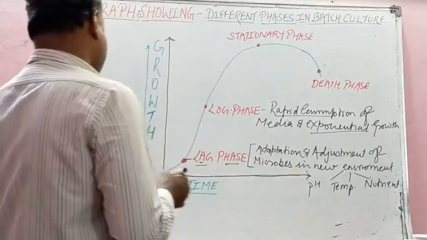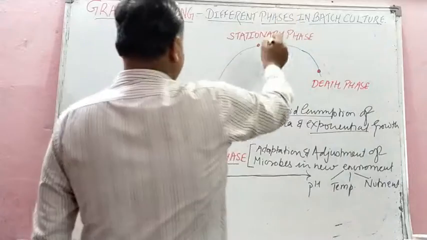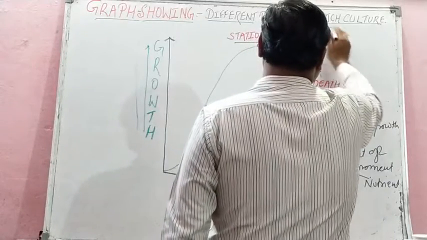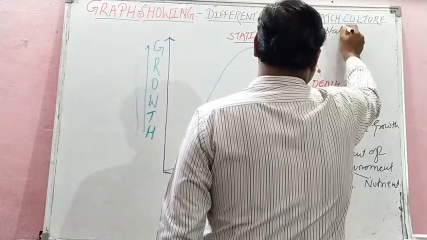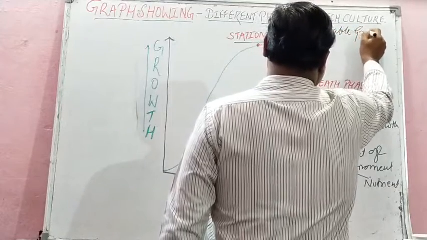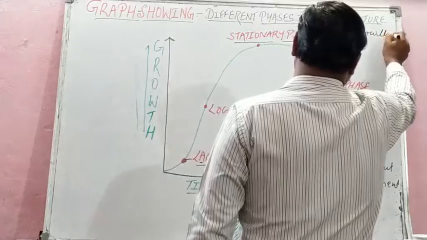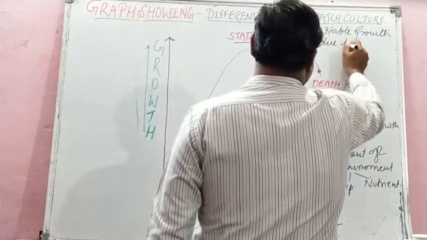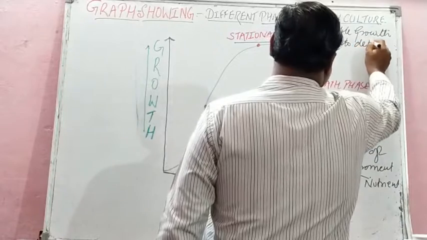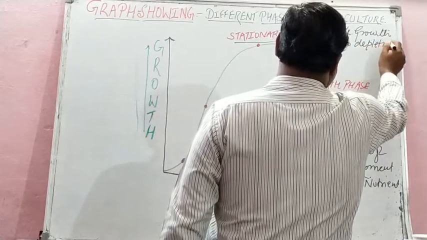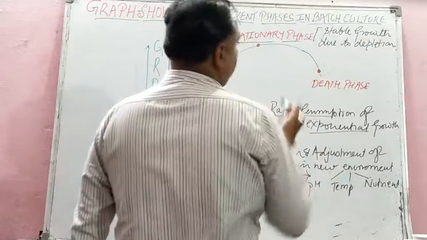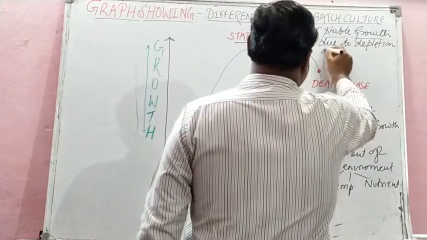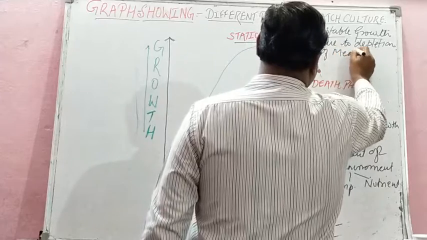The next one is stationary phase. How do we define stationary phase? Growth becomes stable. The growth of the microbe is stable, due to depletion of the media. Nutrient media will become less and less, and so there will be stable growth due to depletion of media.